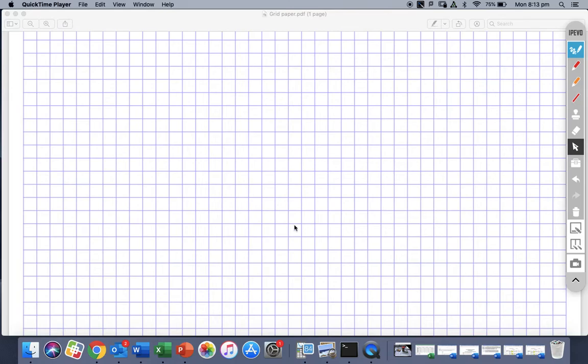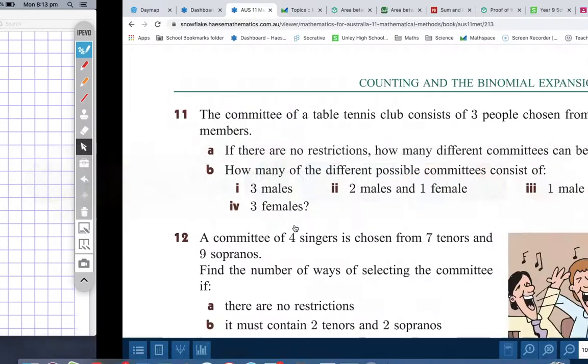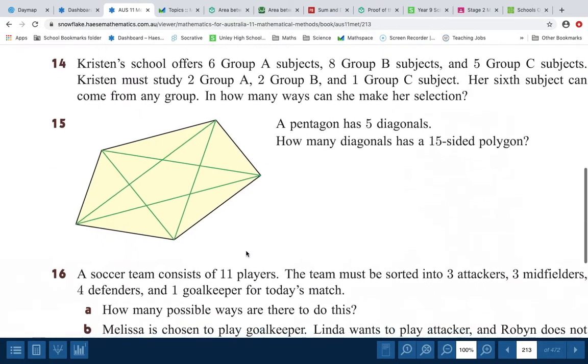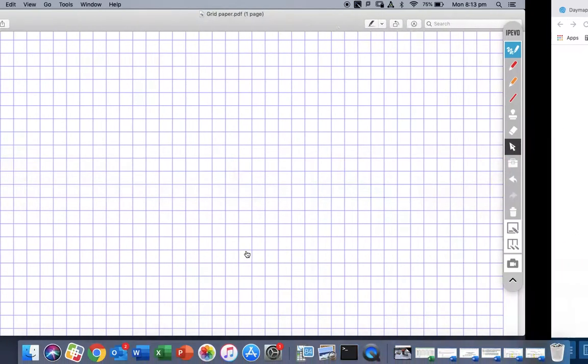Okay, we're back again. We are going to look at the pentagon. The pentagon. I wonder if I can do it on here. Probably got enough room.